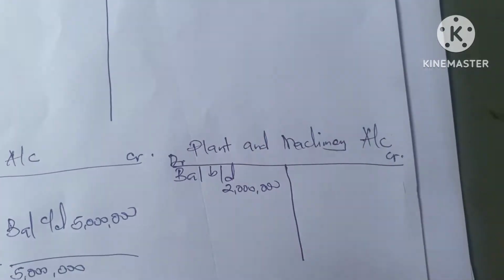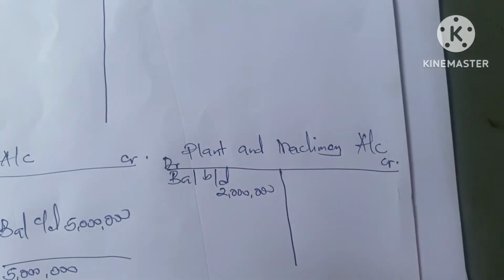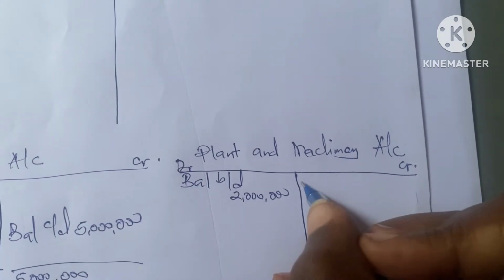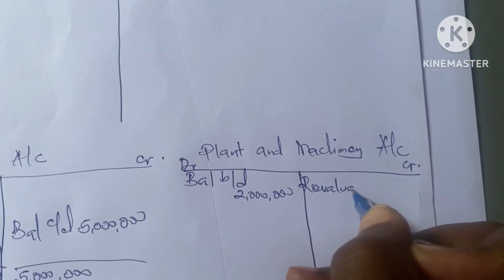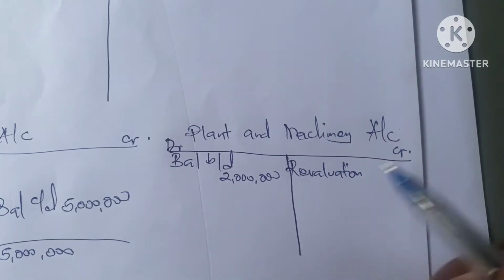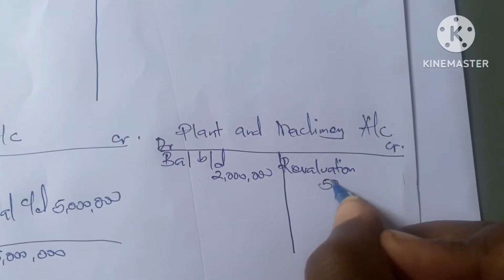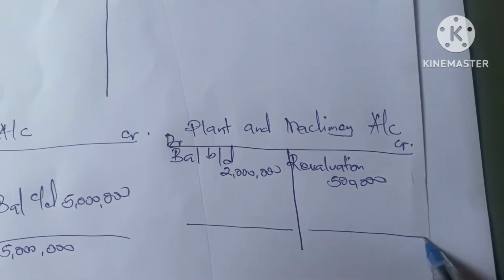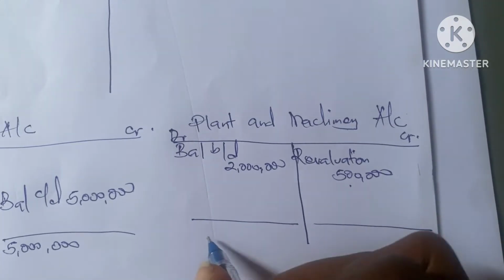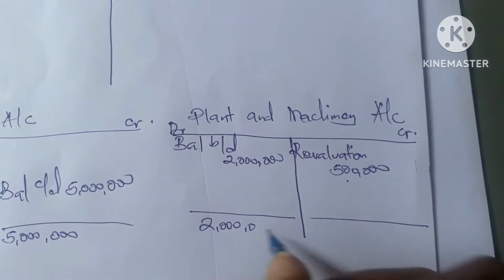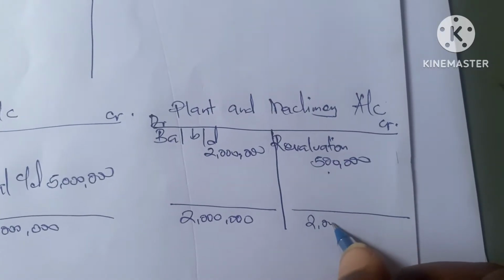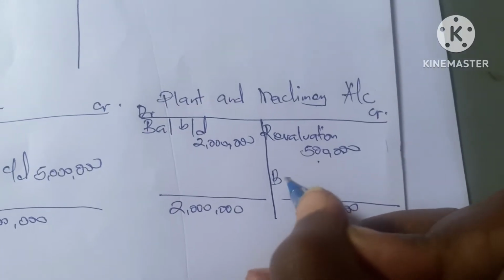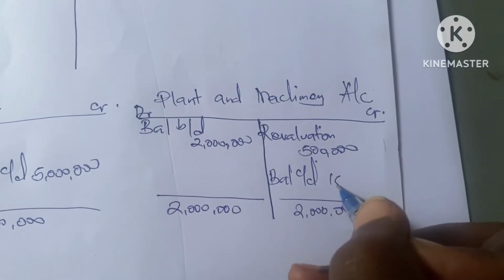So balance brought down, which is 2M. Then plant and machinery is an asset. Assets decrease by crediting. There was a decrease in the value from 2M to 1.5. So revaluation. The difference between 2M and 1.5, which is 500, becomes the revaluation. You get, yes, so this side is greater than this side, which is 2M, then 2M. Then this minus this, it becomes 1.5. So balance carried down is 1.5.